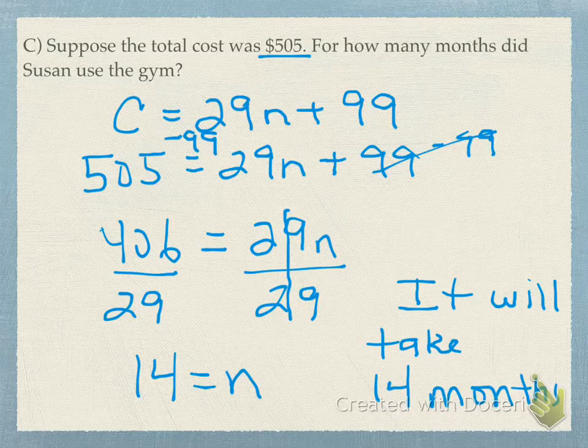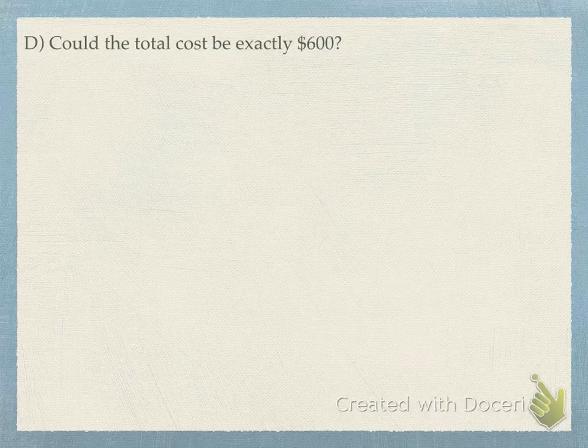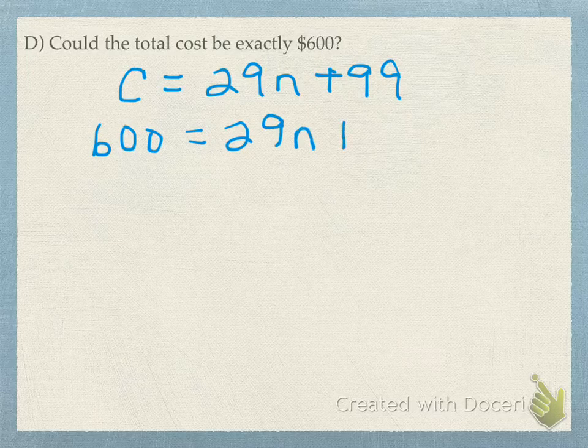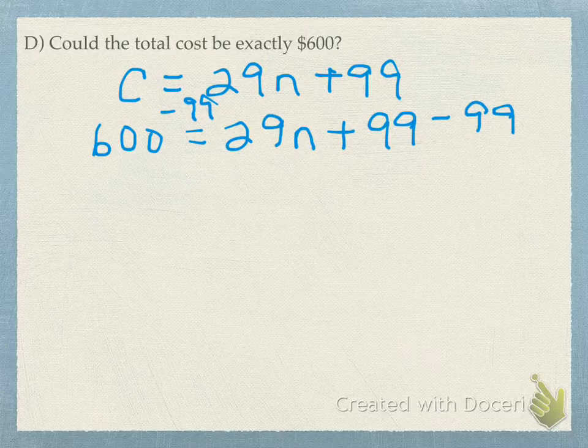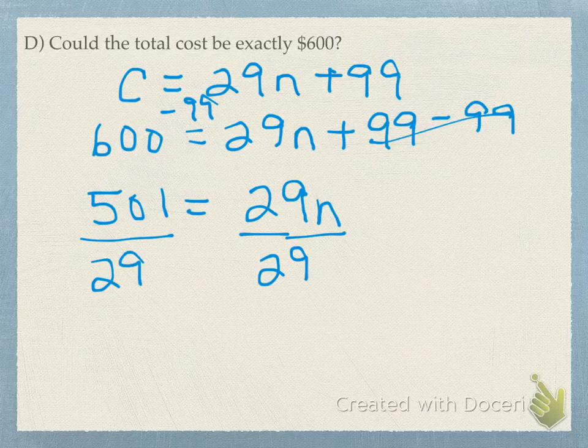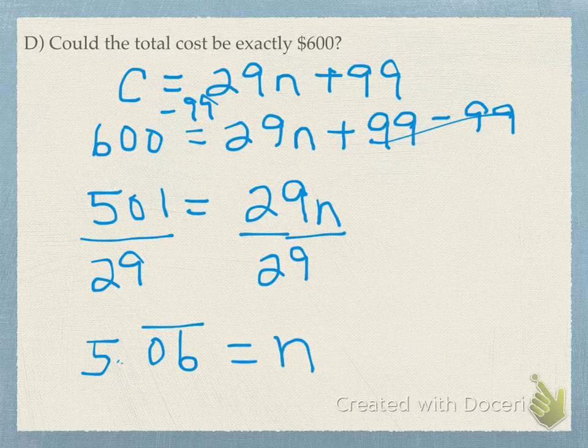And the last question says, is it possible to have a total cost of exactly $600? Well, let's check. If we use our equation one more time, put 600 in for cost, and we are going to isolate the variable. So first we're going to subtract 99 from both sides. That's going to leave us with 501. And this is going to leave us with 29n because they cancel. Divide both sides by 29, and that will leave us with 17.27 repeating for n.